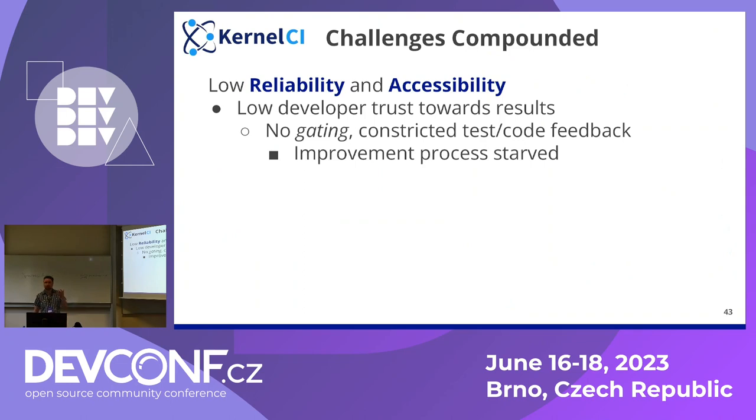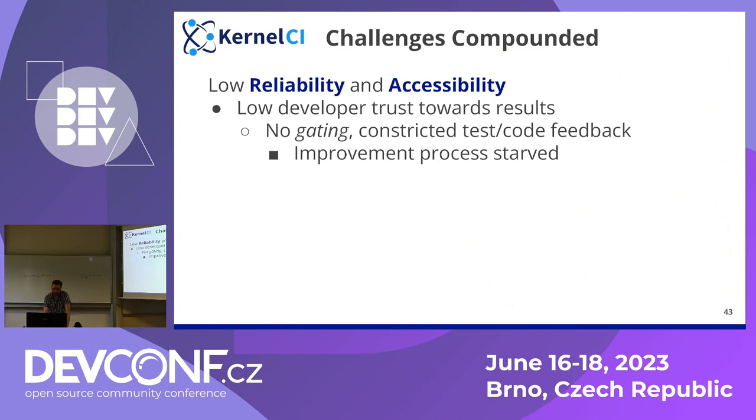So there's a sort of a network of problems that affect each other. For example, low reliability and accessibility lead to reduced trust towards results from kernel developers. So they're reluctant to look at them, or might say, don't send them to me if they're unreliable or hard to comprehend. As a result, gating is impossible.